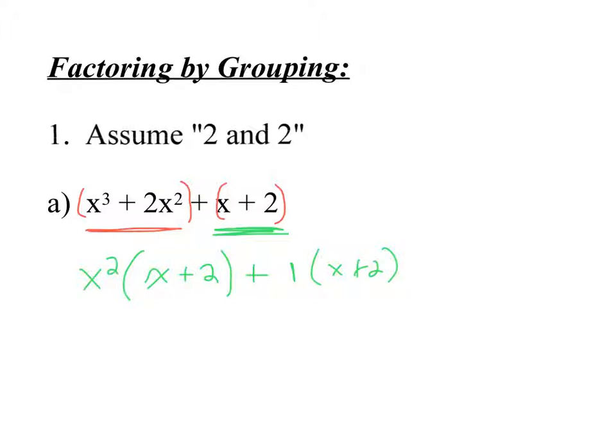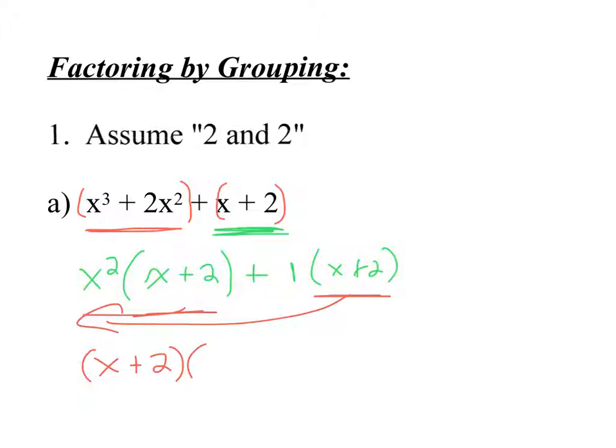So I now have 2 factors. The first factor is x squared times x plus 2. My second factor is 1 times x plus 2. Is there a common factor in both of these terms? Yes, of course there is. There's an x plus 2. So I'm going to pull both of those x plus 2's out. When I factor out the x plus 2, I'm left with x squared plus 1. So this is my final answer in factored form.